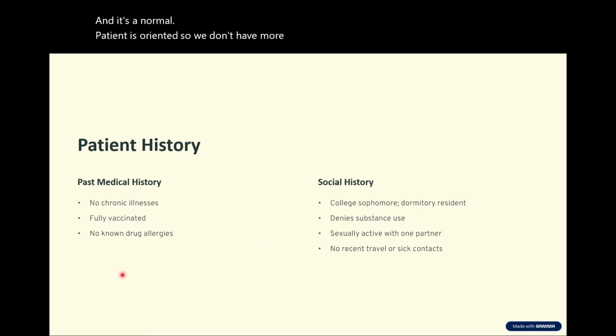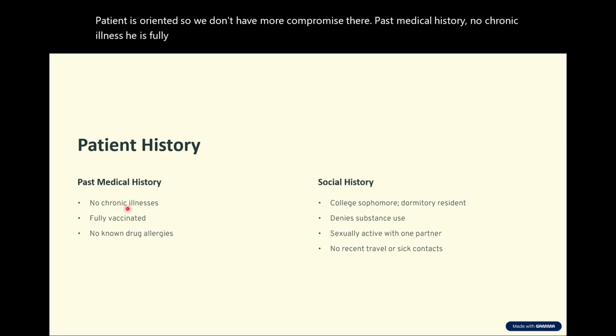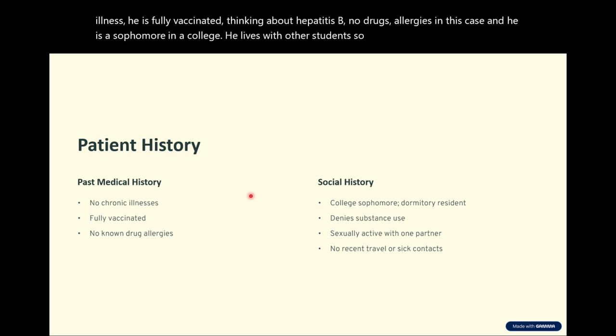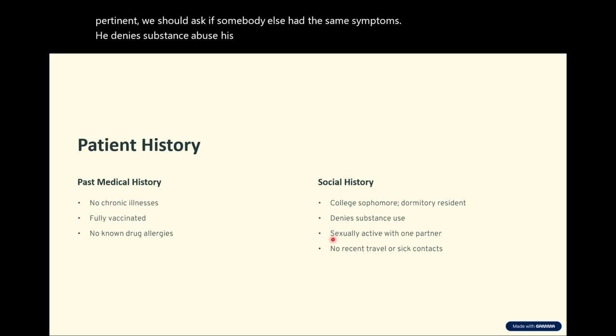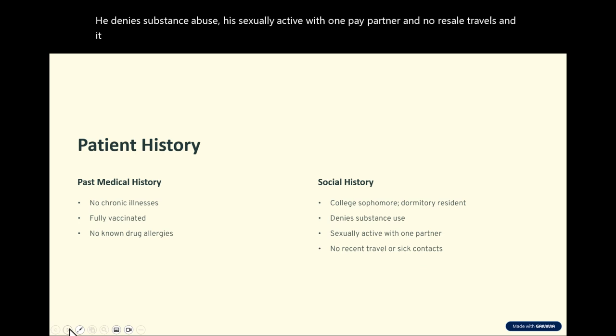Past medical history: no chronic illness. He is fully vaccinated, thinking about hepatitis B, with no drug allergies in this case, and he is a sophomore in college. He lives with other students, so that is important and possibly pertinent. We should ask if somebody else had the same symptoms. He denies substance abuse, is sexually active with one partner, has no recent travels, and seems to have had no sick contacts.